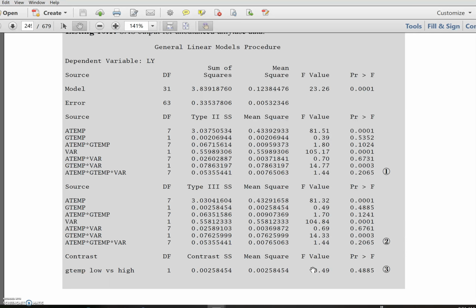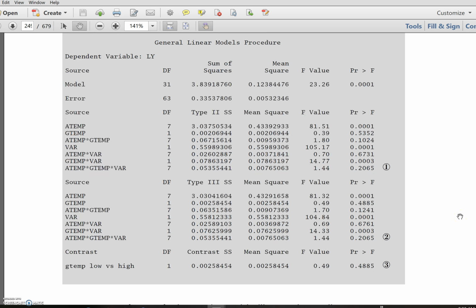So type 2 sum of squares, we do see some differences, particularly on the effect here for the G-temp, the terms involving G-temp. And so we see here that G-temp, recall that's the growth temperature, that there does appear to be some kind of association with the growth temperature and these other 2 factors involved in the experiment.